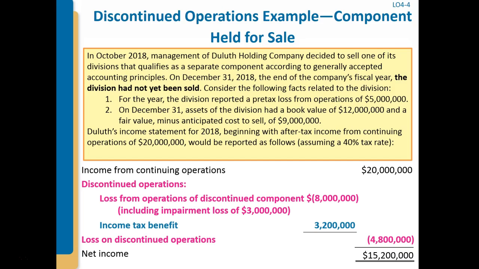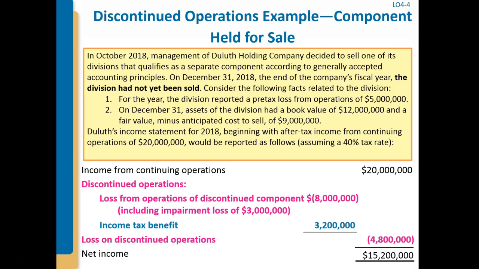Next, the company's income tax rate is 40% on all items of income or loss. Since in this case it's a loss, the company has a tax benefit. The income tax benefit is calculated to be $3.2 million. The net of these amounts is the loss on discontinued operations, which is $4.8 million. Also, the net of tax income or loss from operations of the component being discontinued is reported separately from continuing operations for any prior year that's presented for comparison purposes along with this 2018 income statement.